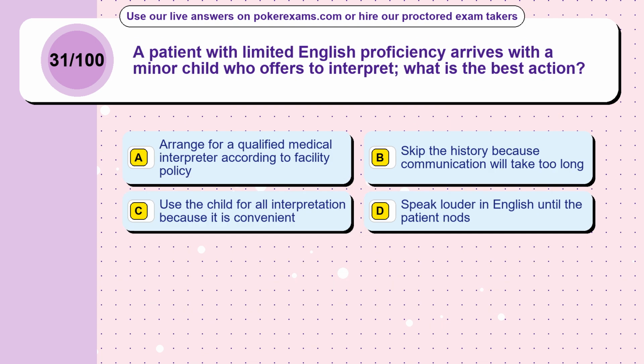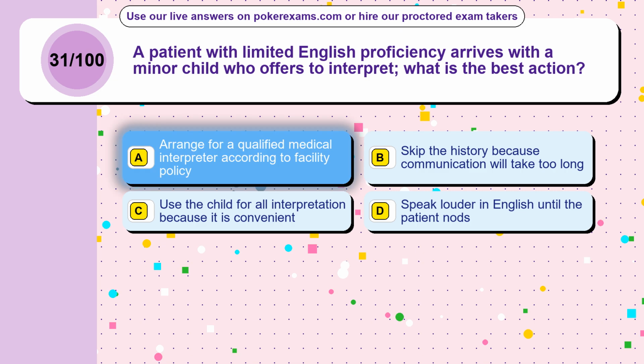Question 31. A patient with limited English proficiency arrives with a minor child who offers to interpret. What is the best action? Option A. Arrange for a qualified medical interpreter according to facility policy. Option B. Skip the history because communication will take too long. Option C. Use the child for all interpretation because it is convenient. Option D. Speak louder in English until the patient nods.